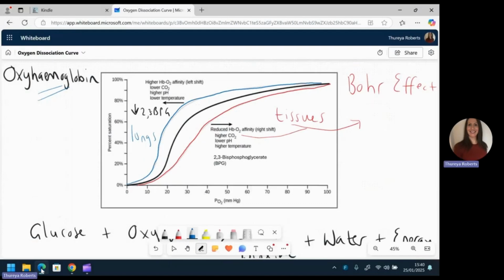So that wraps up the oxygen dissociation curve, showing how haemoglobin adjusts to efficiently carry oxygen from the lungs to the tissues.